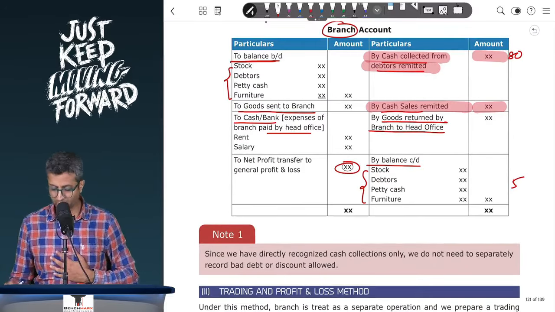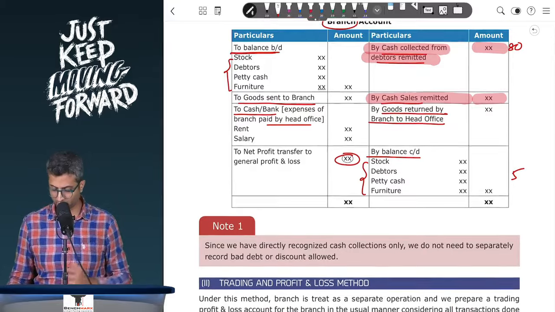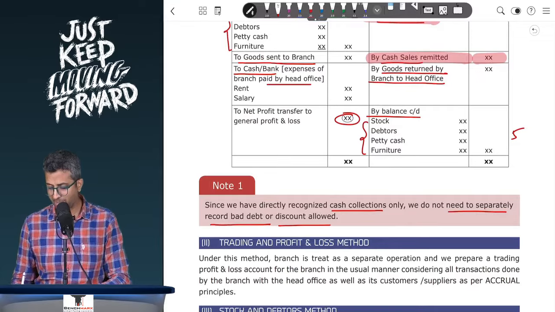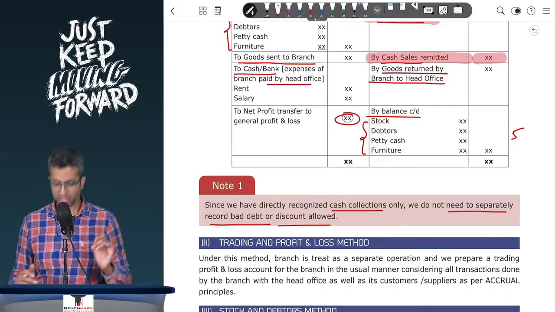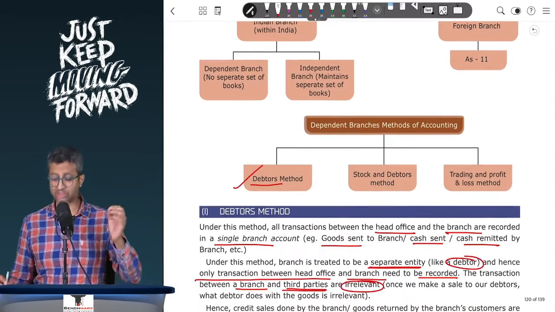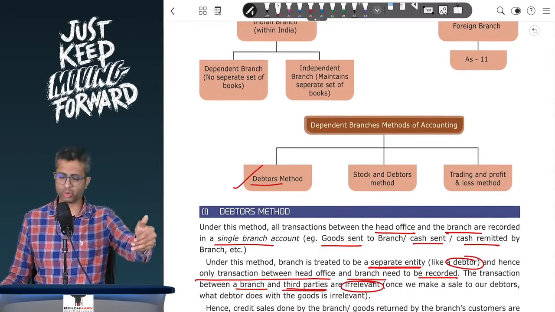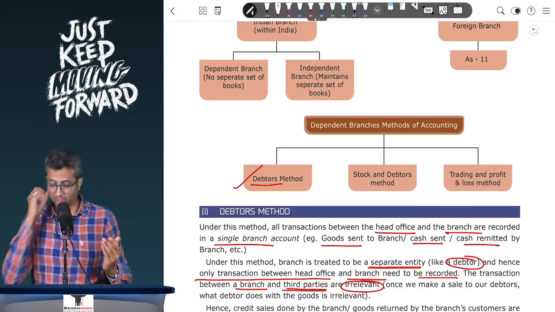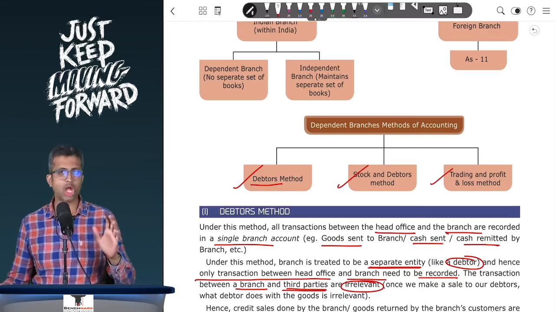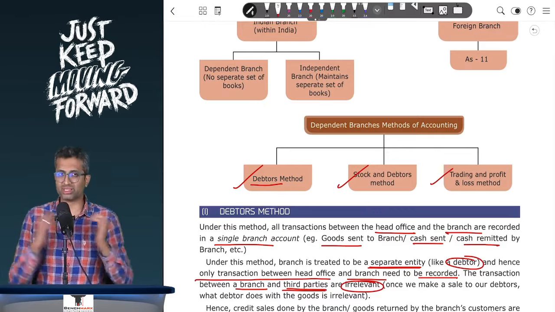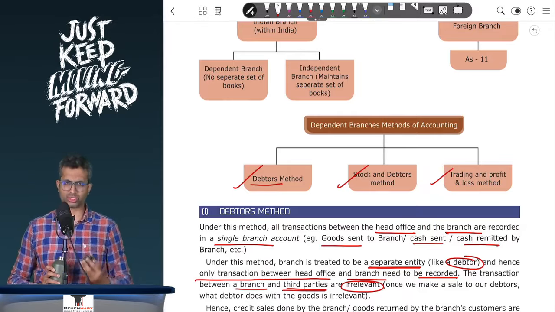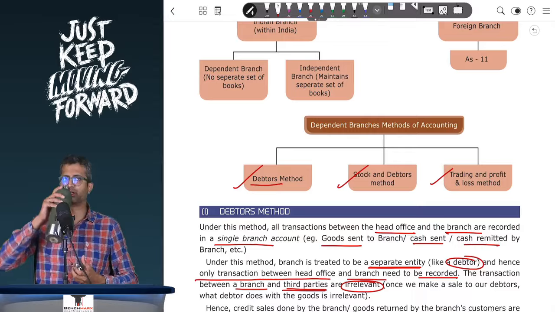So what we will try to do over here is a couple of questions. Since we have directly recorded cash collections, we do not need to separately record bad debts or discount allowed. Now, there are other methods as well, like the stock and debtors method, where you prepare separate accounts for stock, for debtors, for expenses, everything, and then the trading and profit and loss account, where considering the branch to be a separate entity, if you were to prepare the trading and profit and loss account, that will give you an overall position. We'll do questions on each of them, but before that, we'll at least start with question number 1 here.